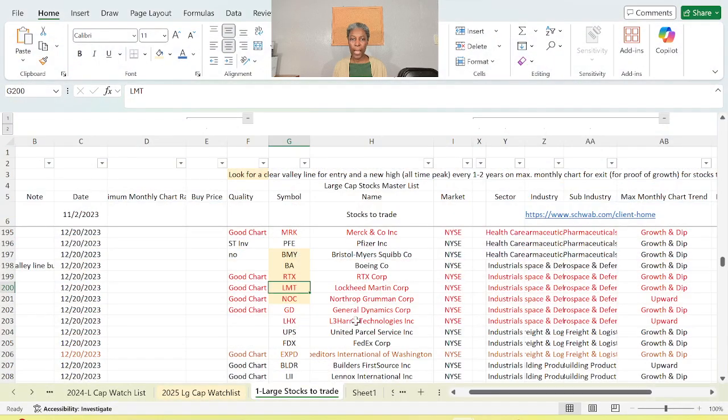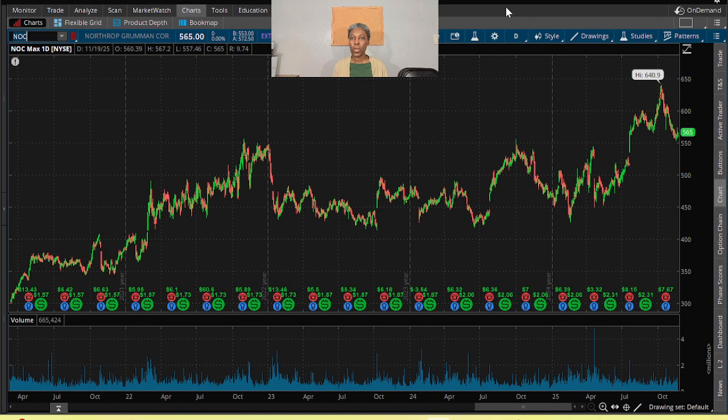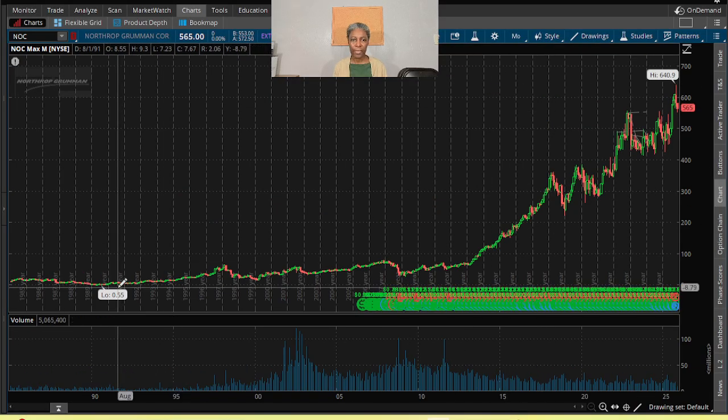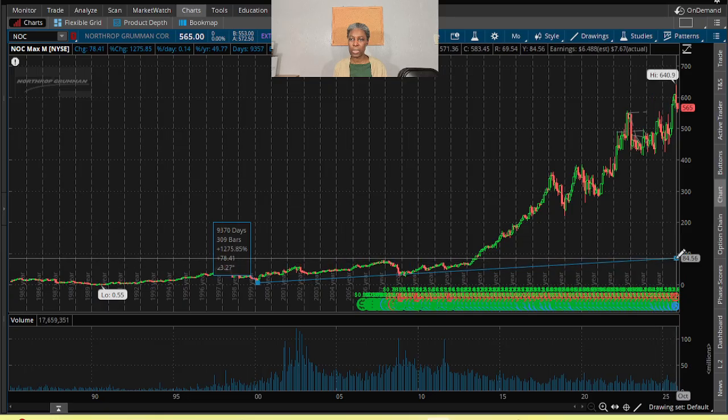So we'll go back, and this, yes, is going to be in our watch list. NOC. So NOC, maximum monthly chart. Let's trace some valley lines passing by the obvious V's that we can see.